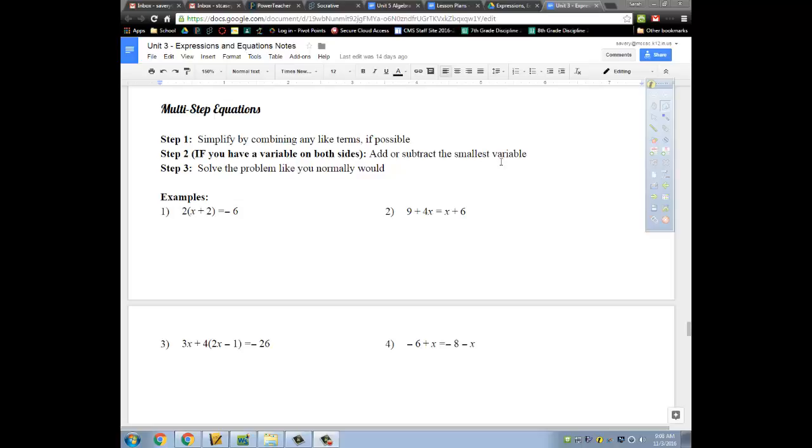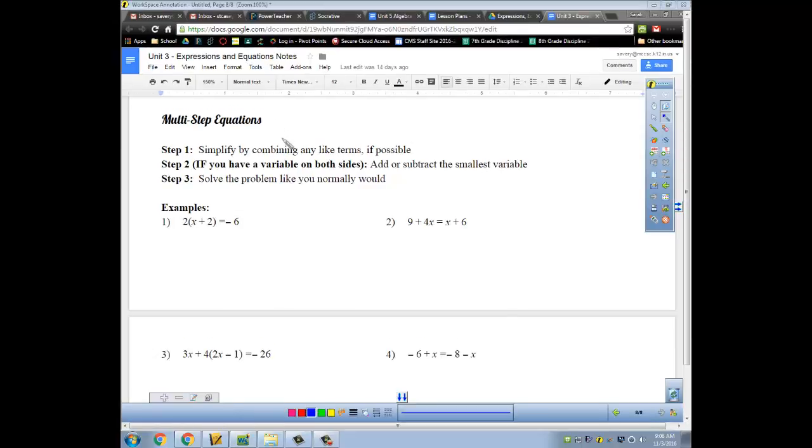Step 1 is to start by simplifying by combining like terms if you can. Sometimes you can't, so if you can't, just move on to step 2. Step 2, if you have a variable, so a letter, on both sides of your equal sign, then you should add or subtract the smallest variable. Choosing the smallest variable will help you avoid negatives. You can really choose any variable you want, just choosing the smallest one will help you out.